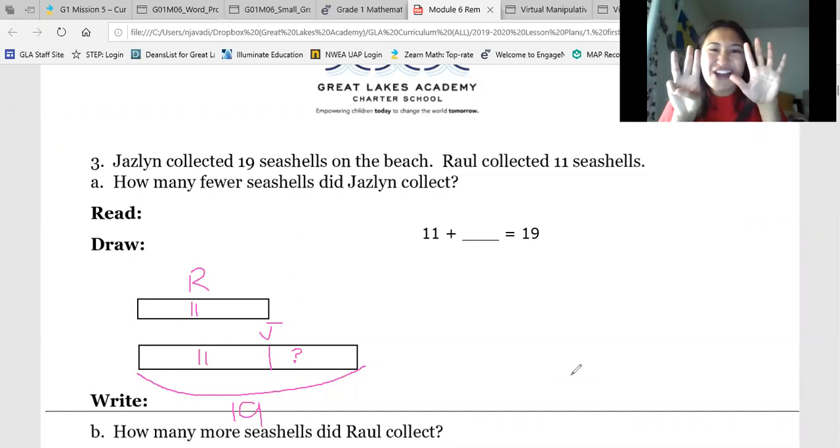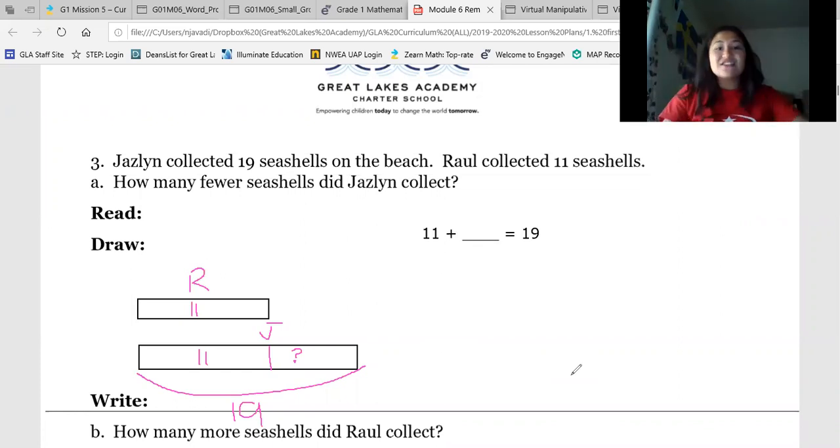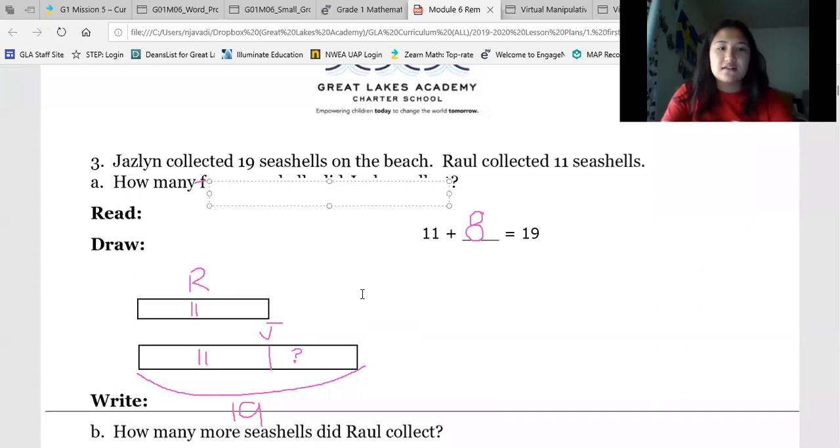How many fingers are we holding up? That's right, we're holding up 8 fingers. So that means how many fewer seashells did Jaslyn collect? Oh, sorry, scholars, that was a mistake from me. That should say how many more seashells did Jaslyn collect? So we know that Jaslyn collected 8 more seashells.